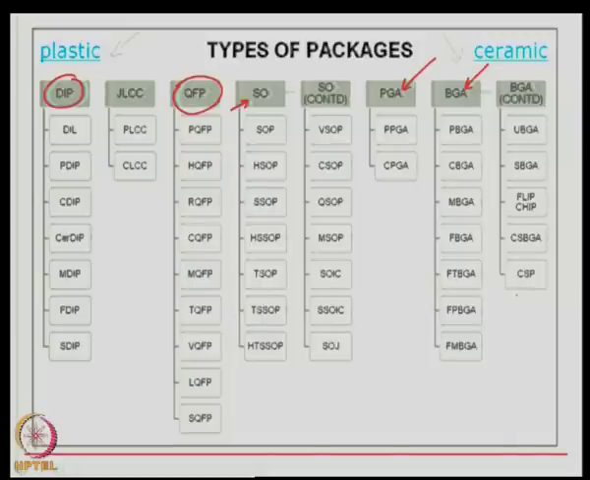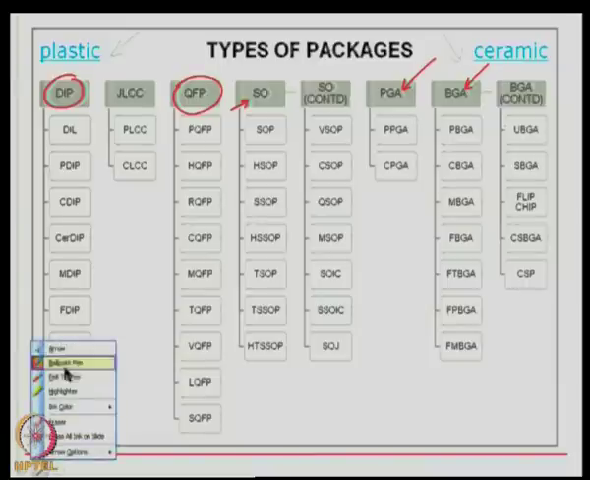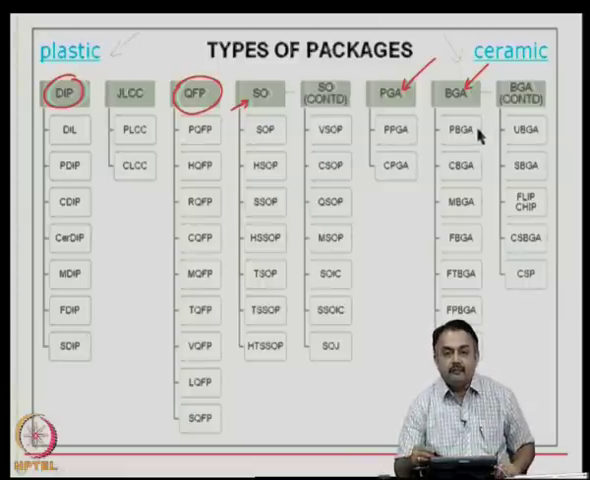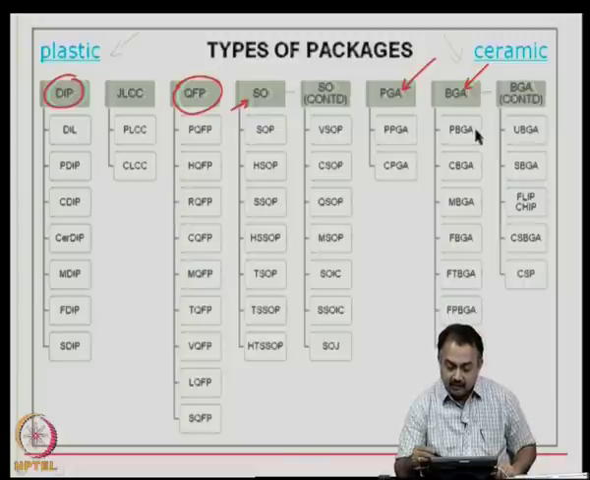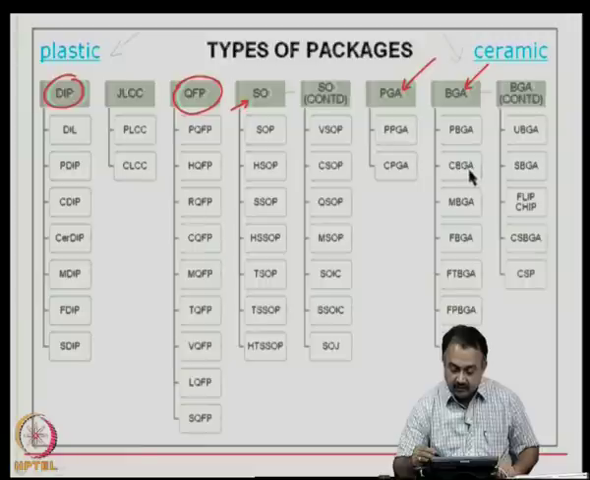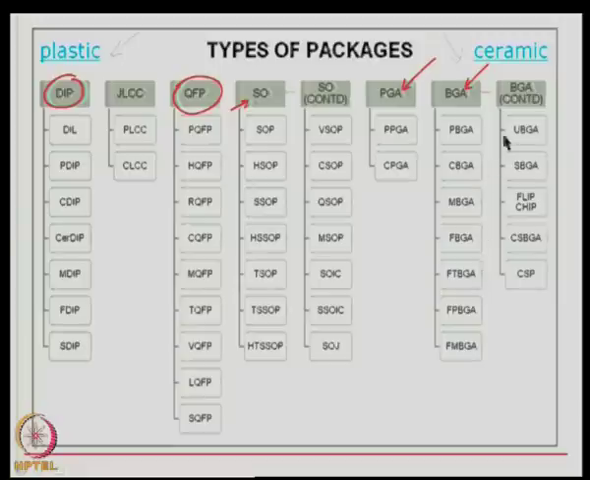So, if you look at the ball grid array here, you can see the number of packages that are available under the general heading of ball grid arrays. So, you have PBGA, which means it is a plastic ball grid array. CBGA means it is a ceramic ball grid array. MBGA is a metal ball grid array. Then you have like that various classifications, including flip chip.